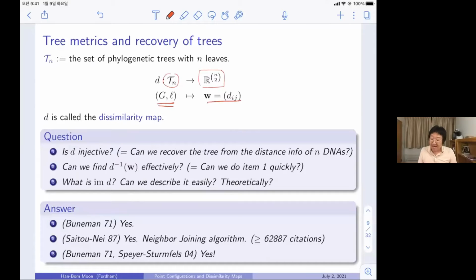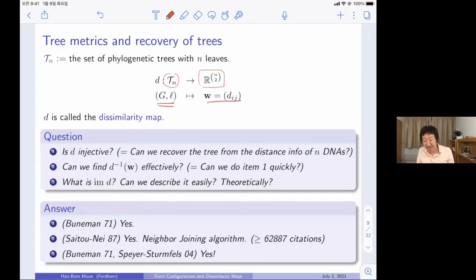Okay? And the questions we want to understand are the following. First of all, is the map D injective or not? In computational biology terminology, this question can be interpreted in this way. Suppose that we have a distance vector, then can we recover the topology and distance on the tree from the distance information of the DNAs? In other words, is there any ambiguity in recovering the tree of life?